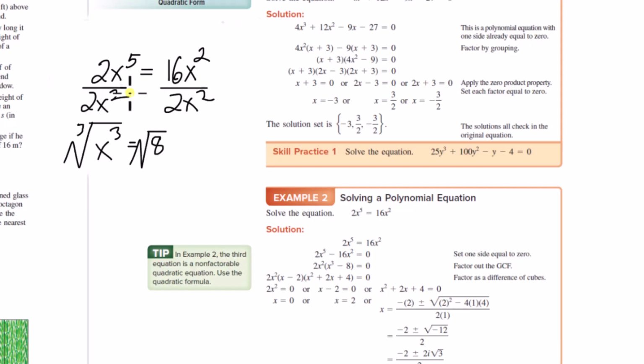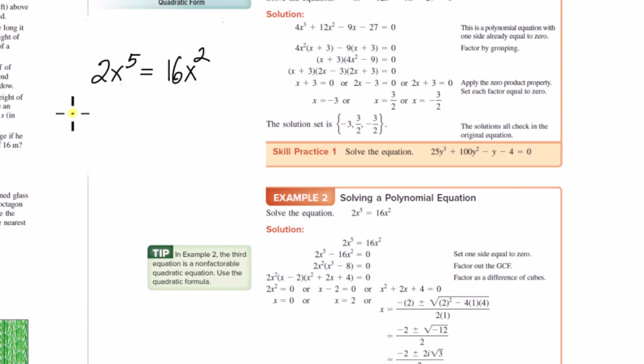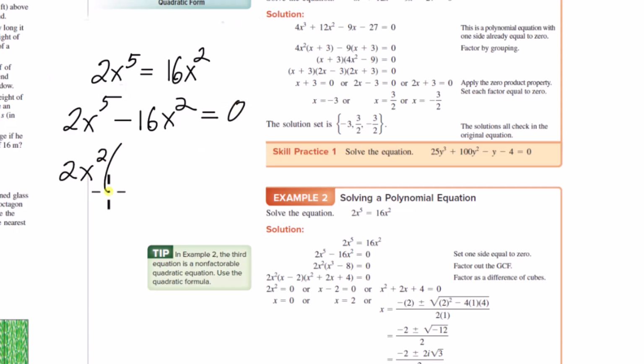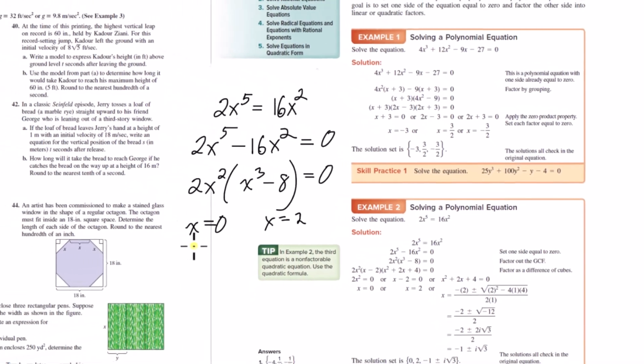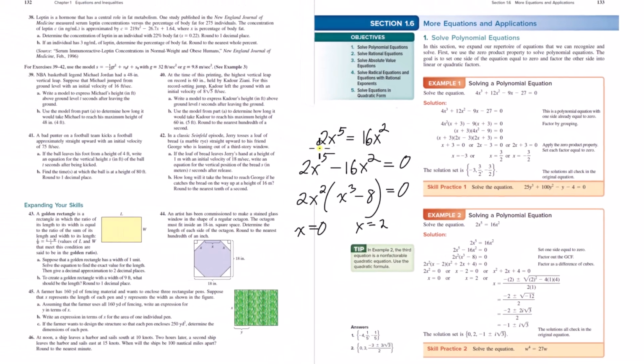That's why the more standard procedure for solving a polynomial equation is to put everything on one side and then factor. If you do it that way, you're not going to miss any solutions. So now we factor, we've got 2x squared times x cubed minus 8 equal to 0. We're going to get x equal to 2 when we set this factor equal to 0. When we set the other factor equal to 0, we get the other solution, x equal to 0. We can see that is a solution, right?